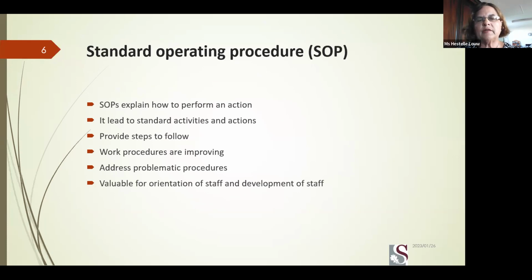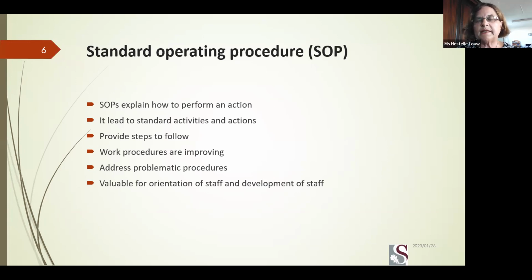We mentioned previously that work procedures are improving, which is a statement that was made, that there's definitely improvement in your work procedures because you don't doubt what you're going to do. You're not uncertain and think, okay, shall I do it this way? But you know exactly what to do if you use the SOP.